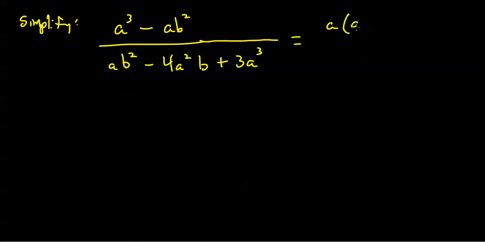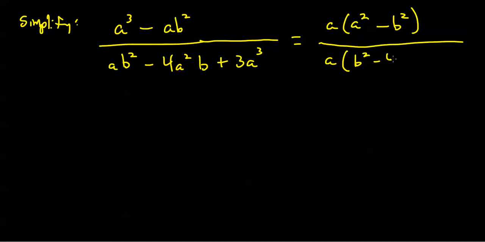Well, the first thing I see is a GCF in my numerator. I can write that equivalently as a times a squared minus b squared. And of course, I can factor that again. And downstairs, well, I can also factor out an a. And I'm left with b squared minus 4ab plus 3a. And of course, those polynomials in parentheses in both numerator and denominator can be factored again. So be sure to factor completely before you start hacking out common factors.